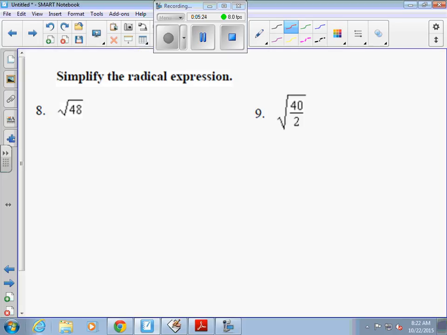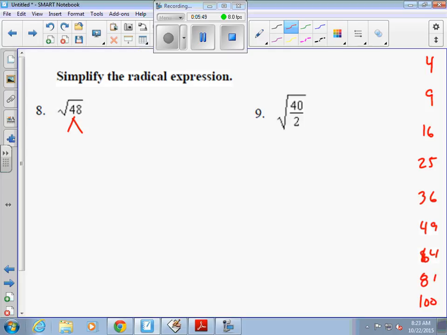Number 8 tells you to simplify the radical expression. What is a perfect square that goes into 48? Well, your perfect squares are 2 times 2, 3 times 3, 4 times 4, 5 times 5. It is in your best interest when you start taking this test to list your perfect squares so you can use them as a reference. 6 times 6, 7 times 7, 8 times 8, 64, 9 times 9, and 10 times 10.